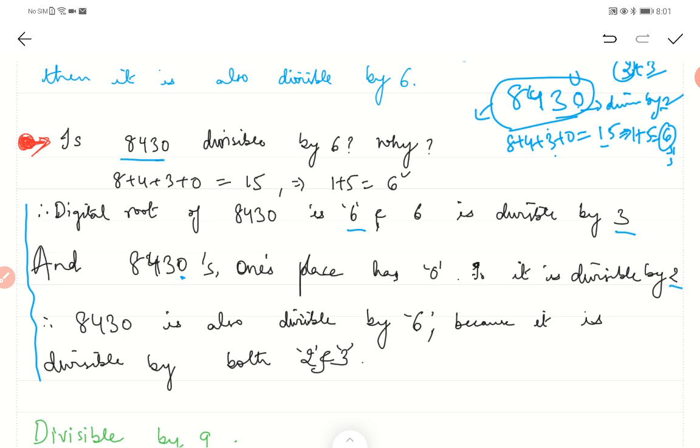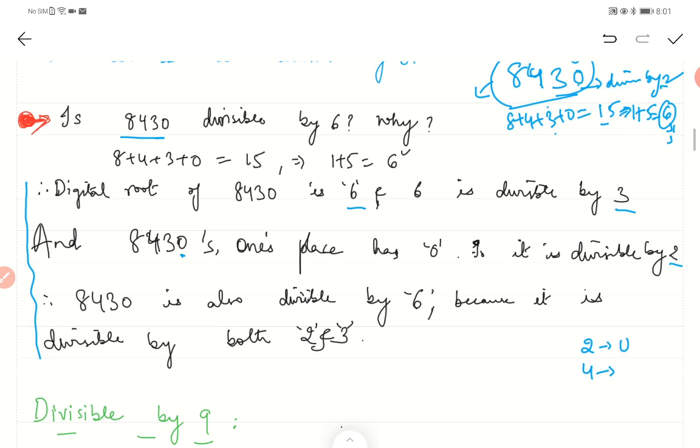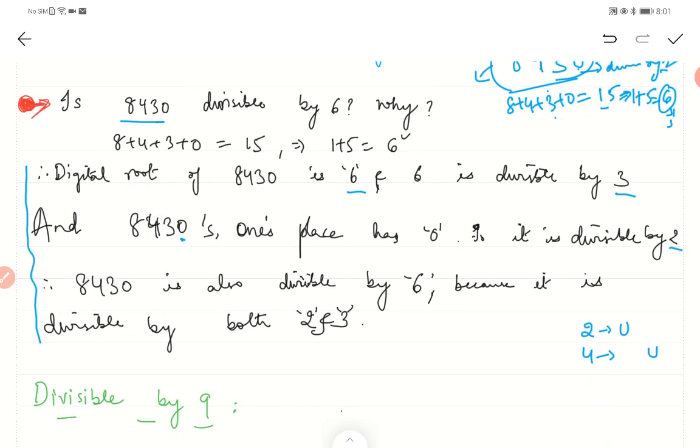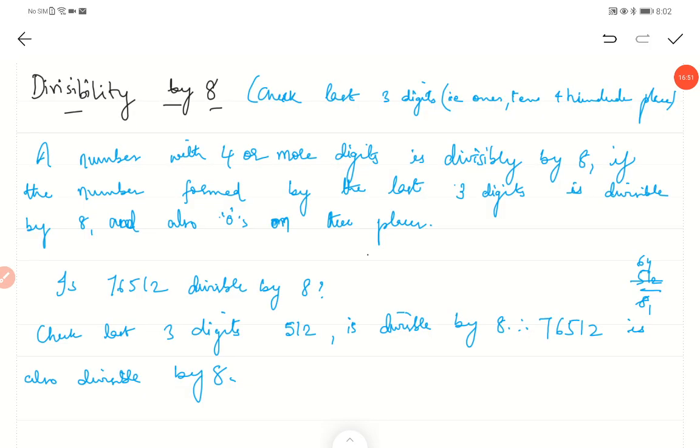Okay, let's move on to the next number, that is 8. And what about 8 now? What do you think? For 2 we had seen only the units place. For 4, what we did, we had checked the units and tens place. For 8 you will check the units, tens and hundreds place. You remember the sequence. So you are checking divisibility by 8 for the last 3 digits.